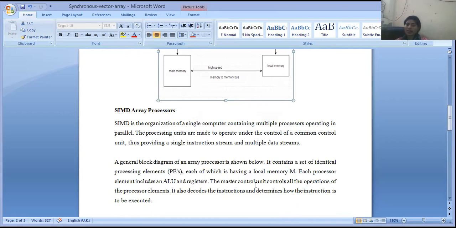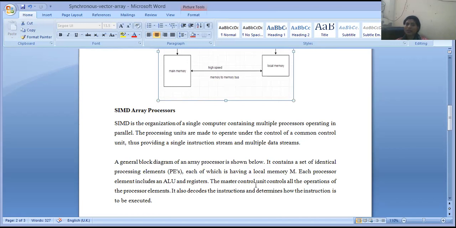SIMD is the organization of a single computer containing multiple processors. SIMD stands for single instruction, multiple data. What does that mean? You have a single computer that contains multiple processors to perform the data or the task. Now, multiple processors are operating in parallel.